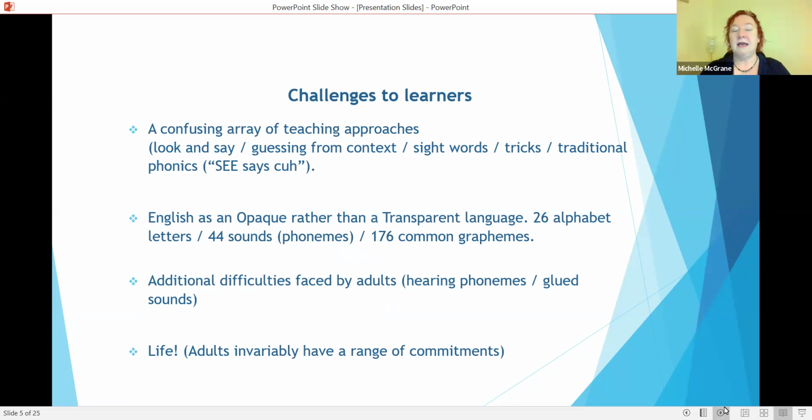There are challenges to the learners, not least of which is life itself, because as we all know, adult learners have a whole plethora of challenges to face. But also the actual English language itself and how complex it is. For example, there are 44 sounds, roughly, and 176 spellings in the English language. As an adult, we have sometimes lost the ability to hear certain sounds which we were able to hear as children, but which became more or less unnecessary because they didn't exist in our language. There's a whole lot of challenges facing an adult learner who's trying to learn how to read the English language.